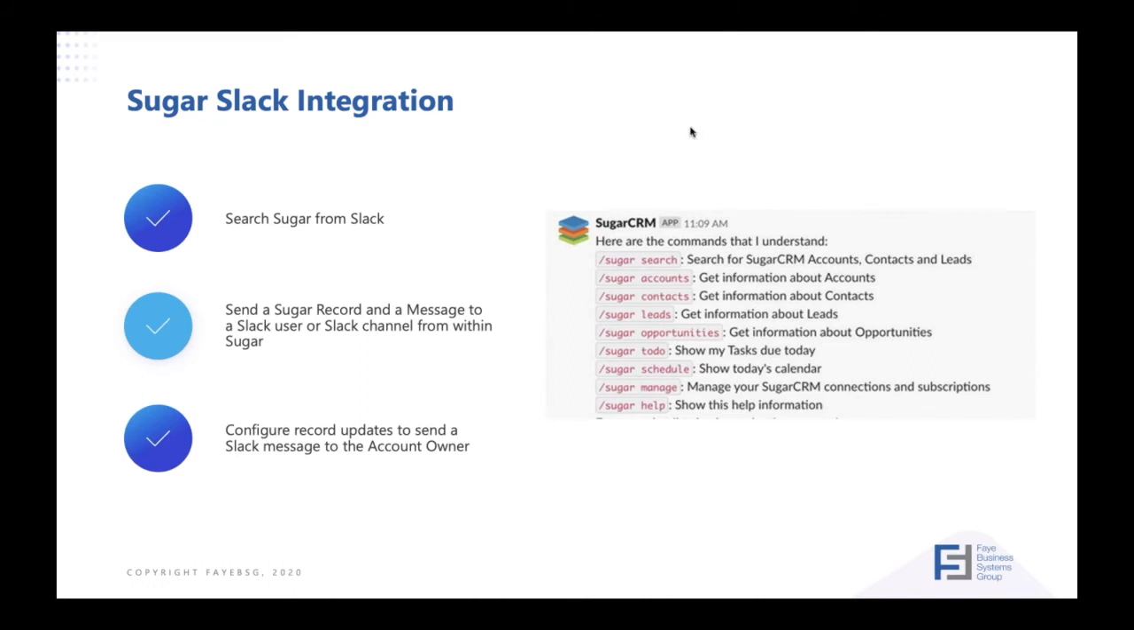Lastly, you do have the ability to configure record updates to send a Slack message to the account owner. So again, lots of use cases for this. If an account went from active to inactive, that might automatically notify the sales rep or the account manager on that record in real time. So they're going to get a Slack notification for that. If an opportunity was updated from open to closed won, that could automatically send a notification to the sales rep.